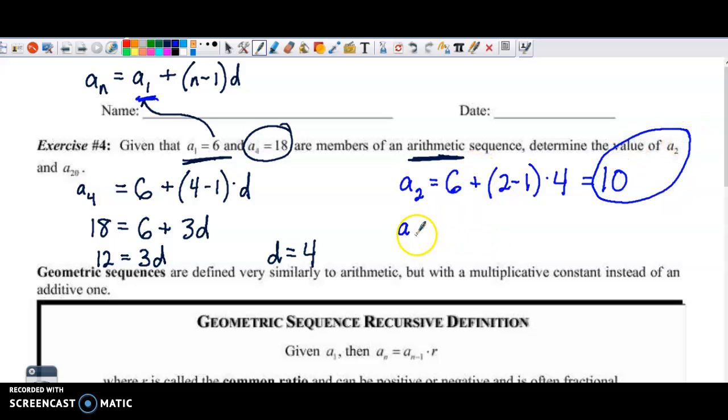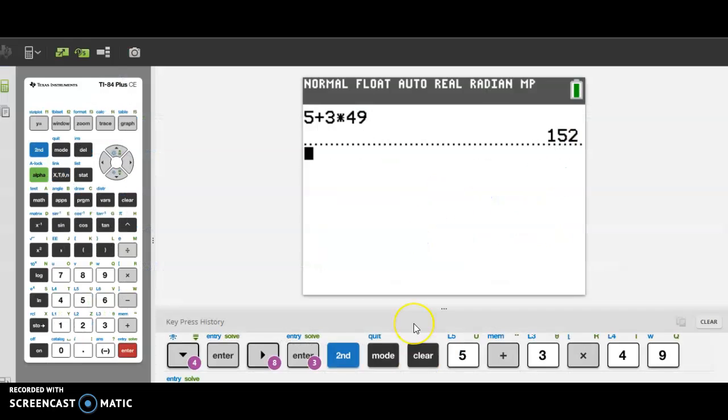I can do the same thing for a subscript 20. Now that I know that the first term is 6, I'm going to replace 20 in for n and replace 4 in for d. And I'm just going to use a calculator. So I'm looking at 6 plus 19, because that's 20 minus 1 times 4, to give that answer of 82.